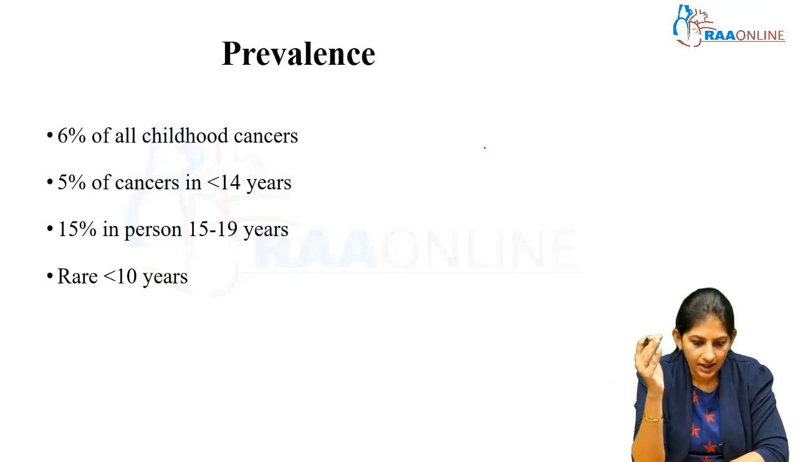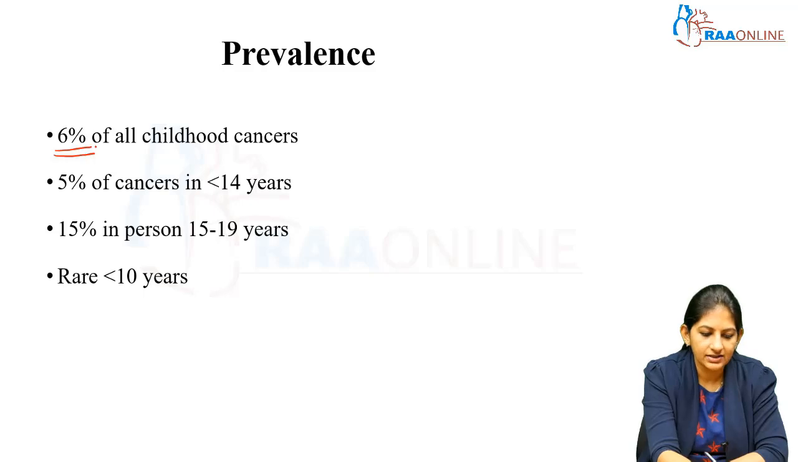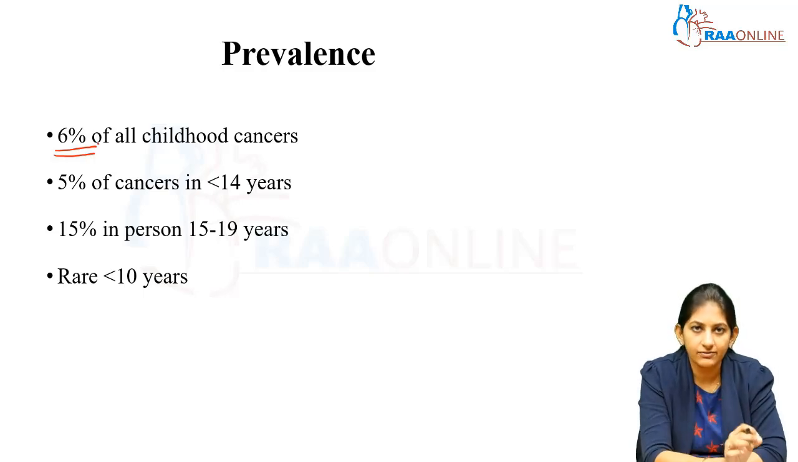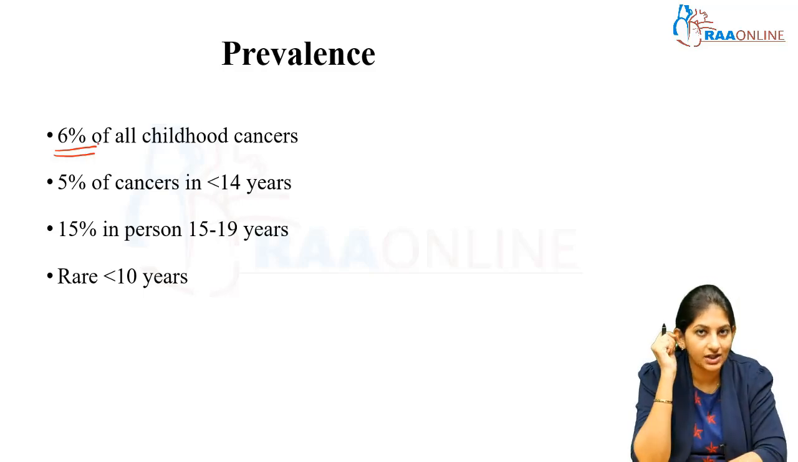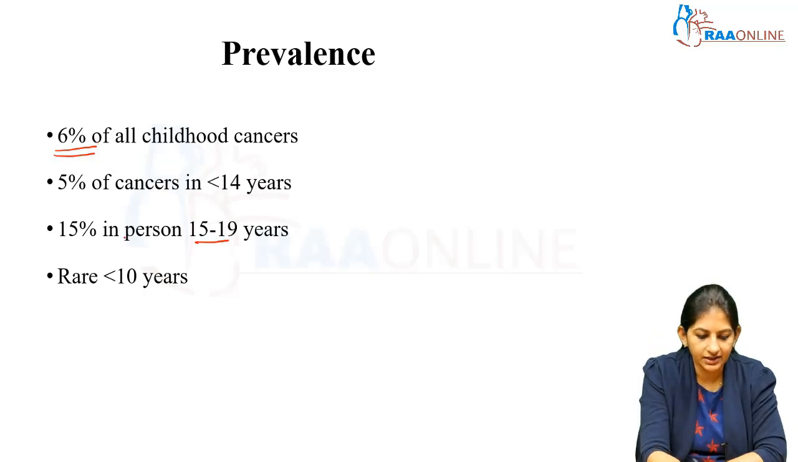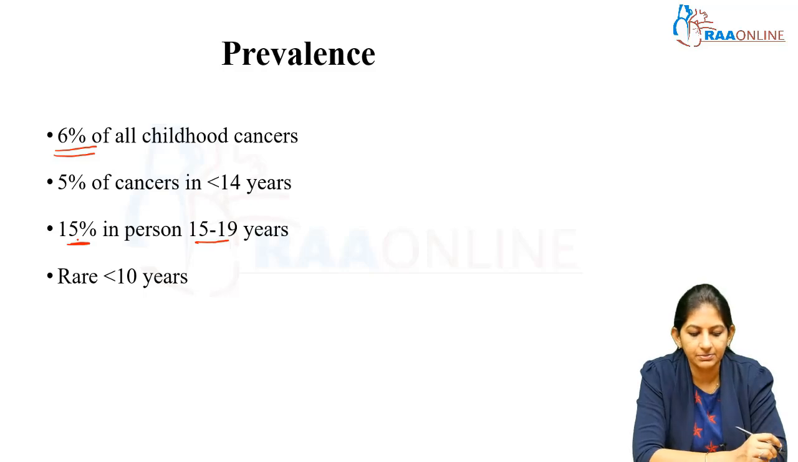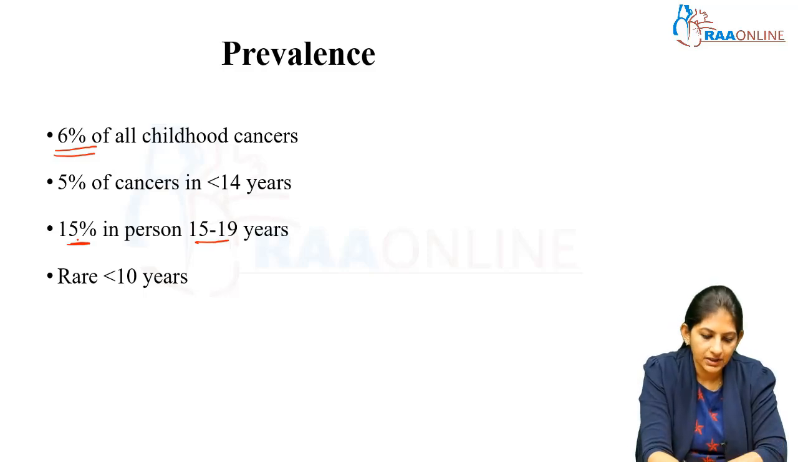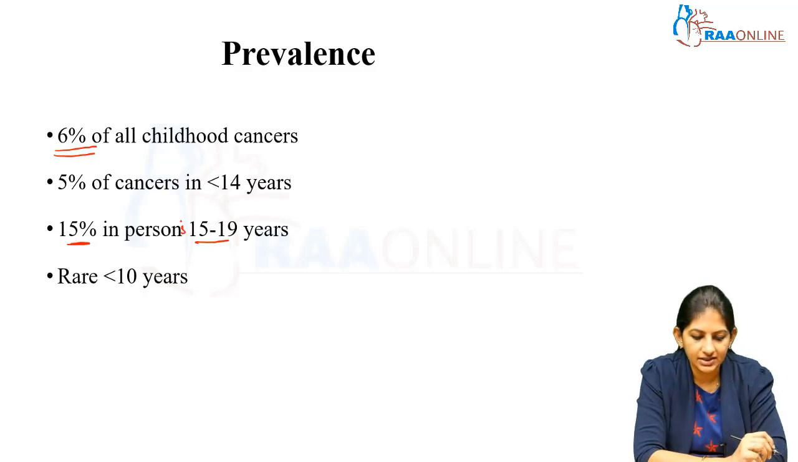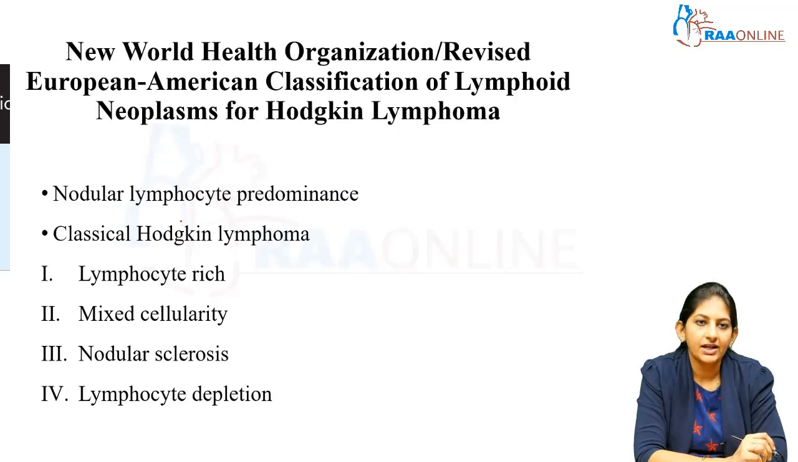Coming to the prevalence of Hodgkin, 6% of childhood cancers is Hodgkin. So it is quite a rare phenomenon. Some of you wouldn't have seen it in children. And as the age progresses, between 15 to 19, the incidence increases, to 15% in persons between 15 to 19 years. It is quite rare in childhood.